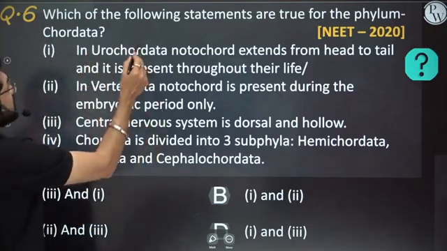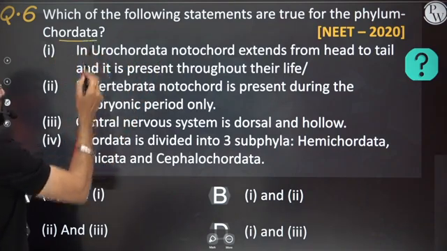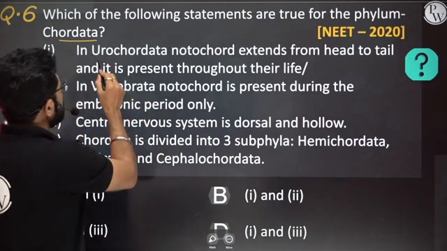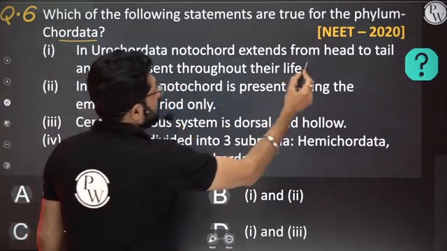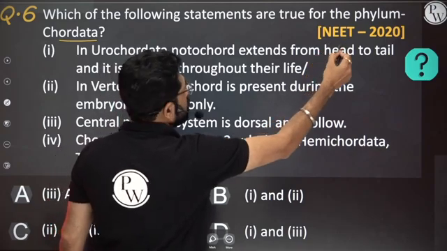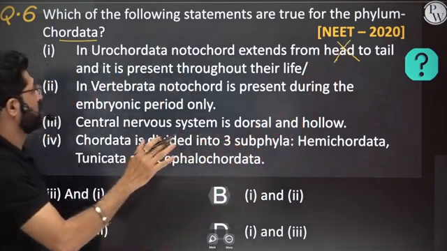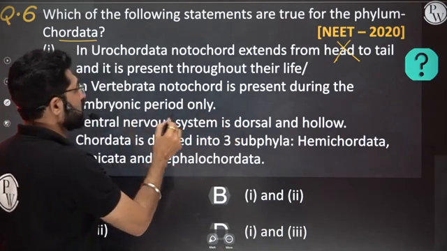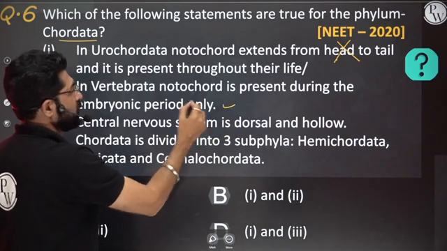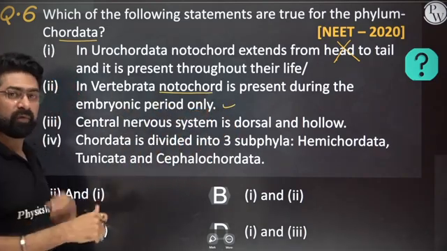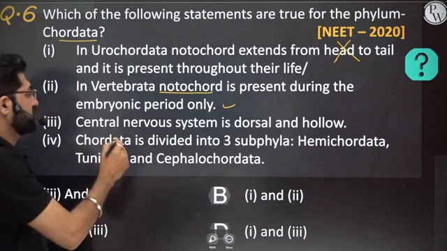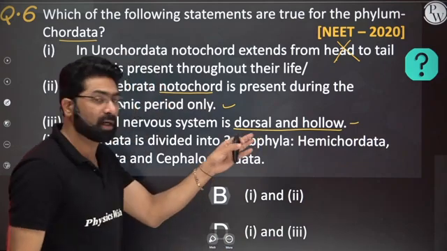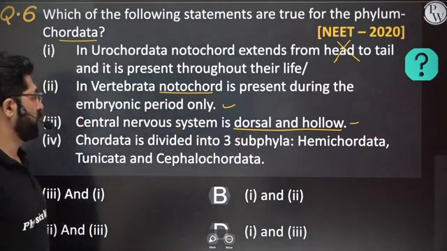Now, which of the following statements are true for the phylum Chordata? NEET 2020 question again. In Urochordata, notochord extends from head to tail. So where you find in the Urochordata head to tail? Wrong. In Vertebrata, notochord is present during the embryonic period only. Yes, because that notochord is going to change into what? Vertebral column further. Central nervous system is dorsal and hollow. Yes, absolutely, because this is the one which is forming the brain and spinal cord.